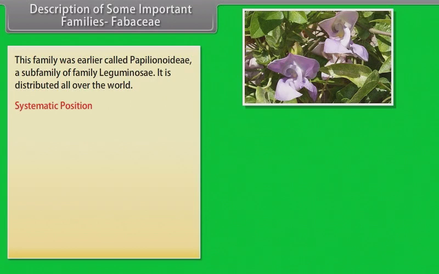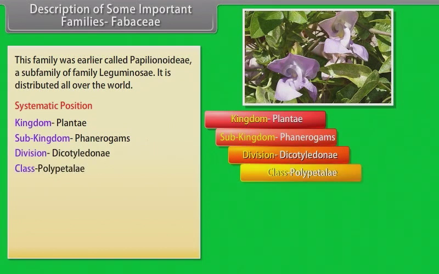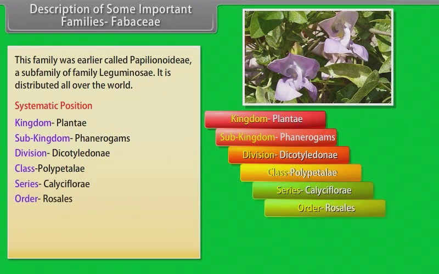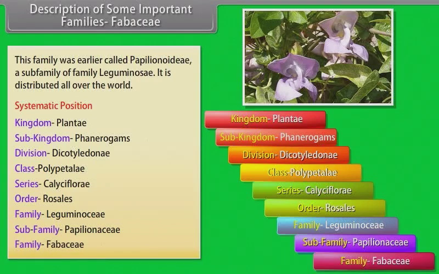Systematic position. Kingdom Plantae. Subkingdom Phanerogamae. Division Dicotyledonae. Class Polypetalae. Series Calyciflorae. Order Rosales. Family Leguminosae. Subfamily Papilionatae. Family Fabaceae.